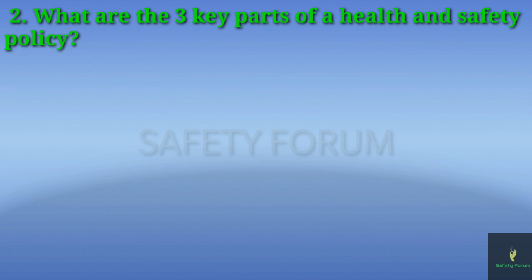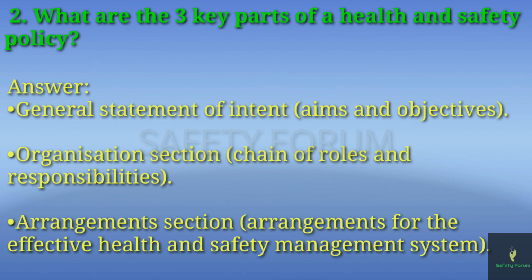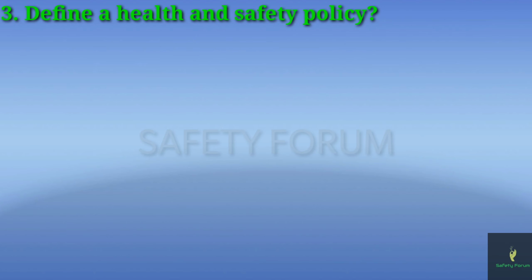What are the three key parts of a health and safety policy? Very simple. The general statement of intent, which shows the aims and objectives. The second is the organization section, where it shows the chain of roles and responsibilities. And the third is the arrangement section, the arrangements for the effective health and safety management system. The details about all the key parts are already discussed in our notes, which we have already posted on our channel.